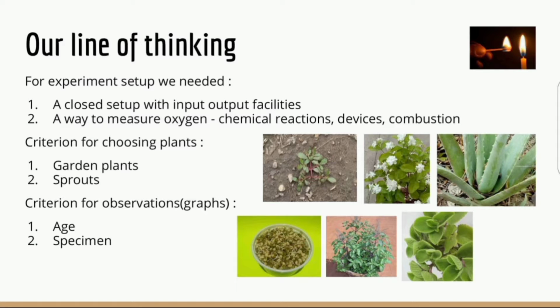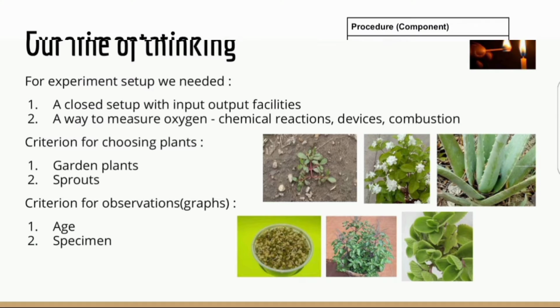Next was our criteria to choose plants. We chose medium-sized garden plants from different families for better comparison. While choosing sprouts, we wanted to experiment on the germination process. Due to the strict lockdown, we chose sprouts that were easily available in our kitchens. We chose tulsi, ova, mogra, aloe vera, common purslane, and pudina as our garden plants, and mohari, dhane, halif, moong, and matki for our germination experiments. Age and specimen were the criteria for observations. Now Manjiri will explain the experimentation.